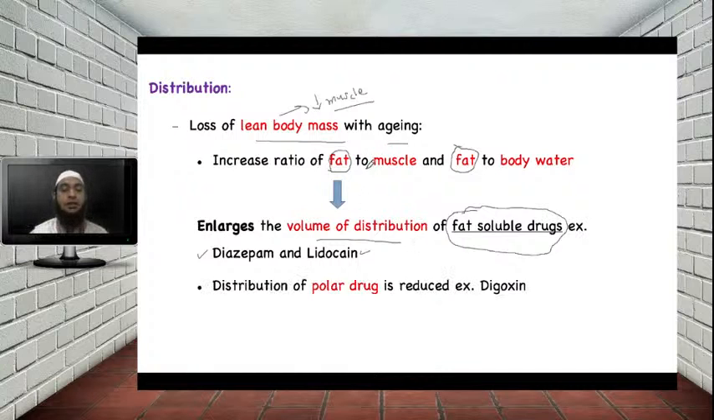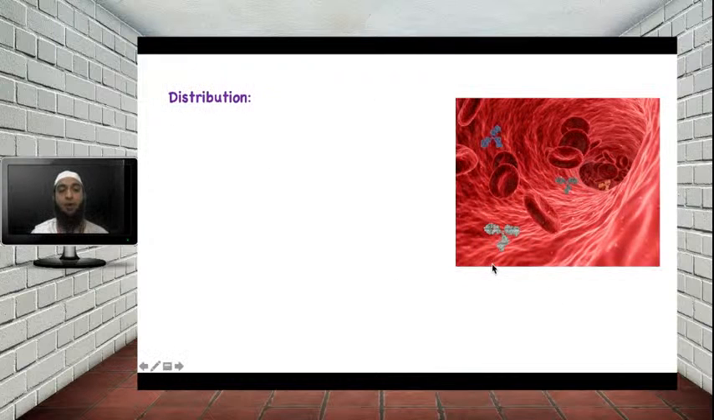In addition to this, what will happen to the distribution of polar drugs? Obviously, their water content is reduced, so distribution of polar drugs will reduce. For example, in case of digoxin, its distribution is going to reduce in the body.